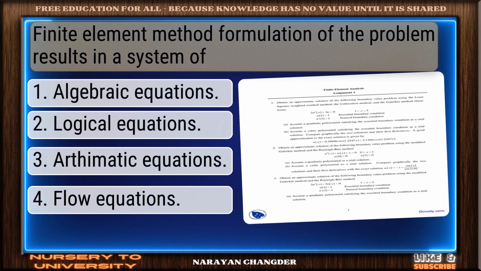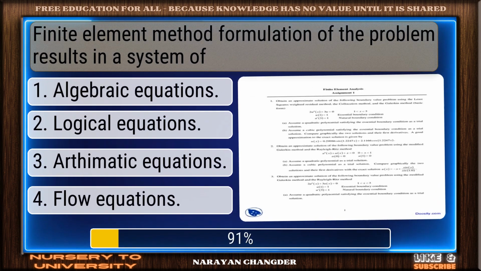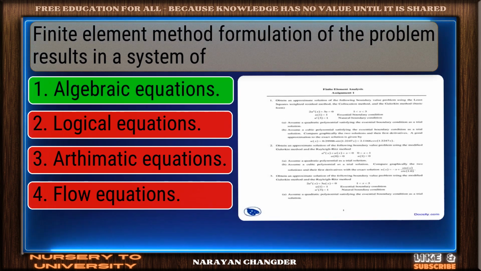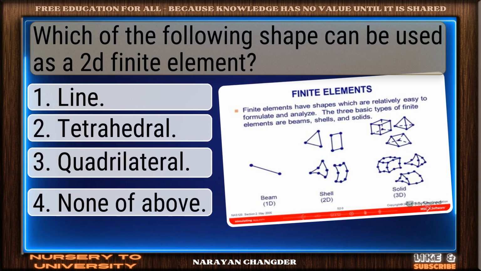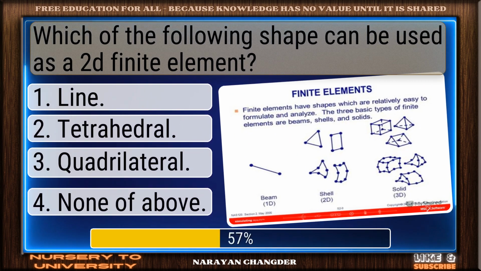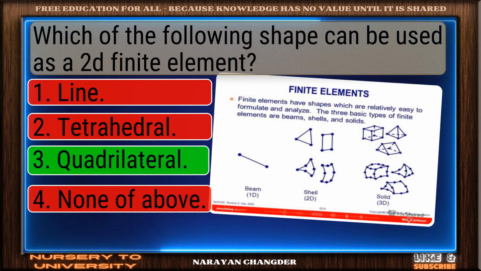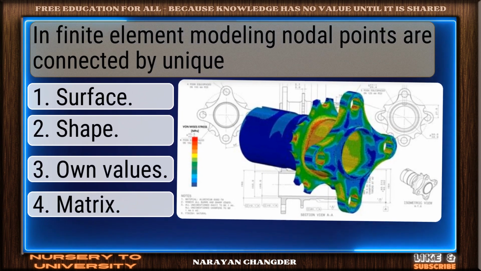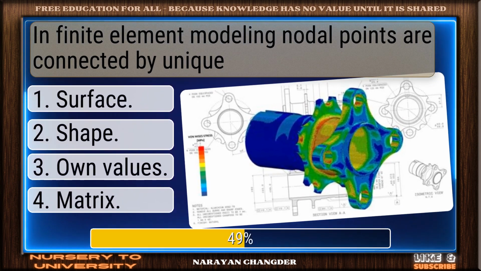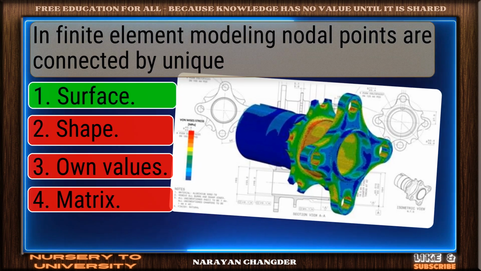Finite element method formulation of the problem results in a system of algebraic equations. Good thinking. Algebraic equations is the right answer. Which of the following shapes can be used as a 2D finite element? Valid point. Quadrilateral is true. In finite element modeling, nodal points are connected by unique surfaces. Well picked. Surface is the correct answer.